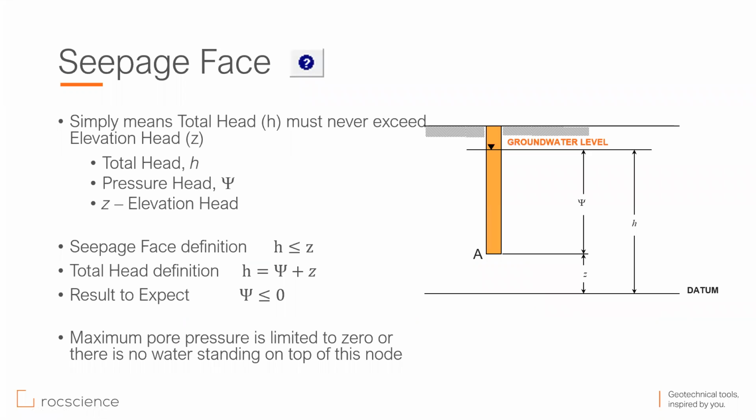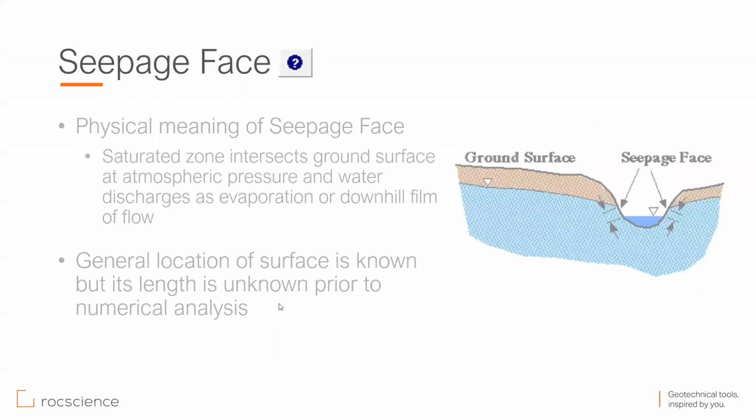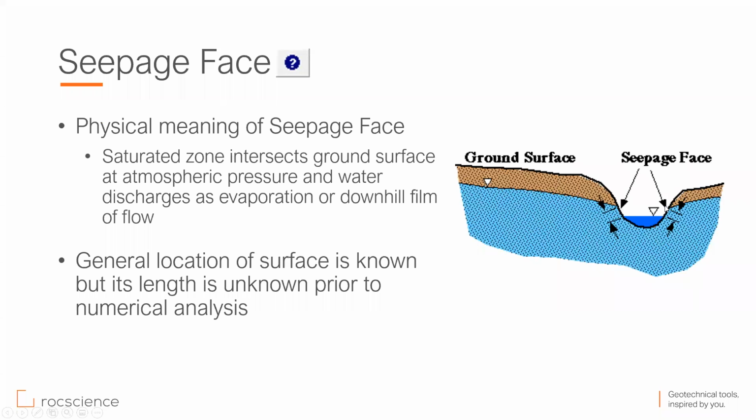Seepage face is defined as the point where your total head is always less than your elevation head. So this big arrow should be smaller than this. In other words, your pressure head is negative. What does that mean? It means that there are some regions like here and here where, when the water reaches this air, it cannot go out. There is no water above this point, because if there were water above this point, your pressure head would not be negative. So this is very important because you have to define it in your model.